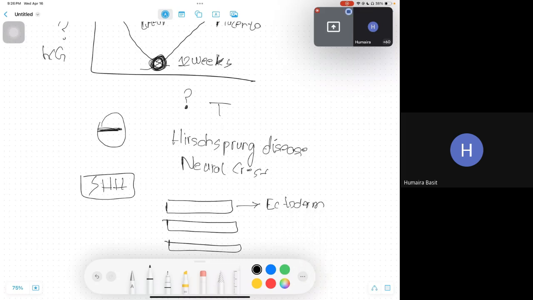The sonic hedgehog gene will cause this ectoderm layer to become the neural plate, which will then give rise to the neural tube. So this neural plate basically becomes a neural tube. And you guys all know, what does this neural tube become in the adults? Any idea?